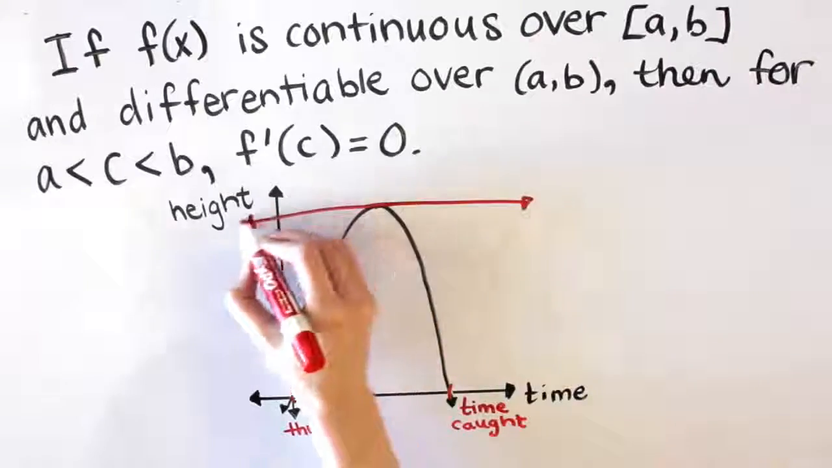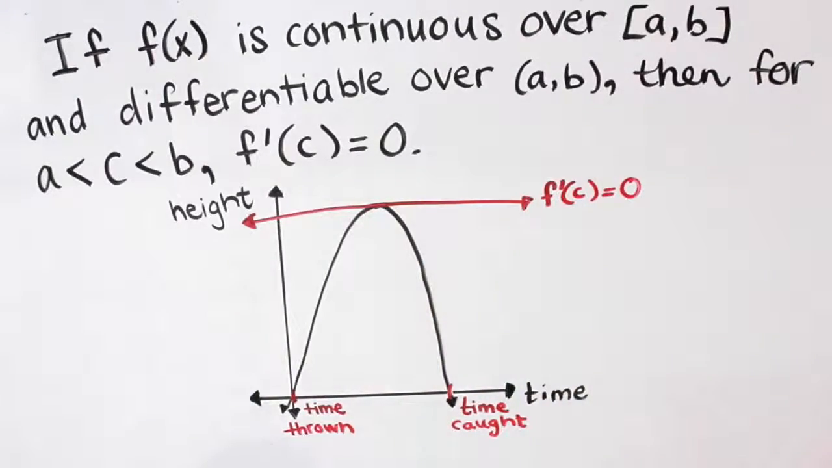The apple is stopped where the tangent line is horizontal, which in this case is at the highest point. So the apple leaves my hand with a positive velocity, slows to a stop at the very top, and then its velocity becomes more and more negative as it falls back down to the height from which I originally threw it.